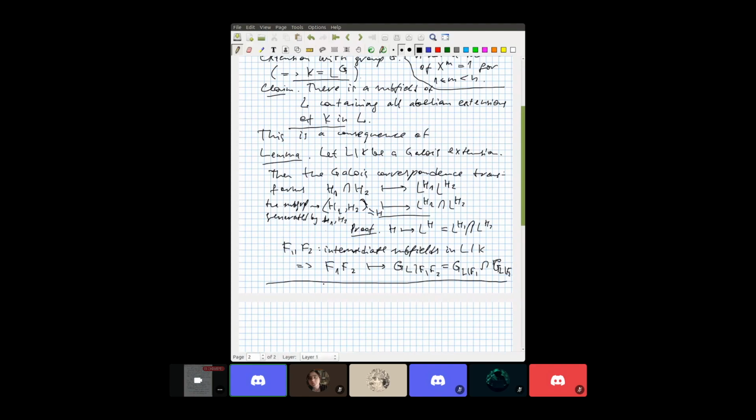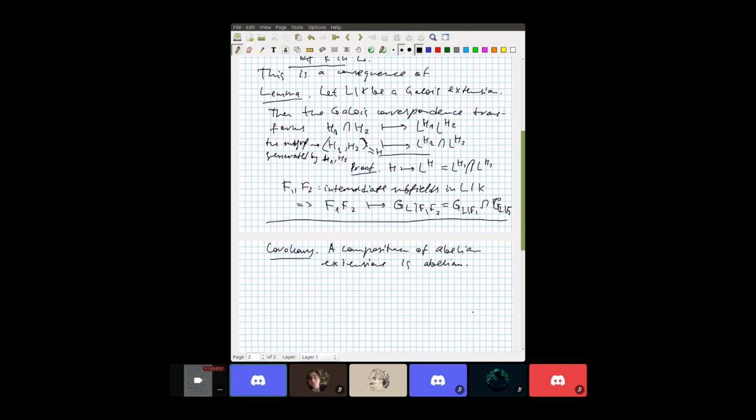Okay, and so what does this mean? So what do we want to conclude? We want to conclude that a compositum of abelian extensions is abelian itself. And so why? Because what does it mean that... so, proof.